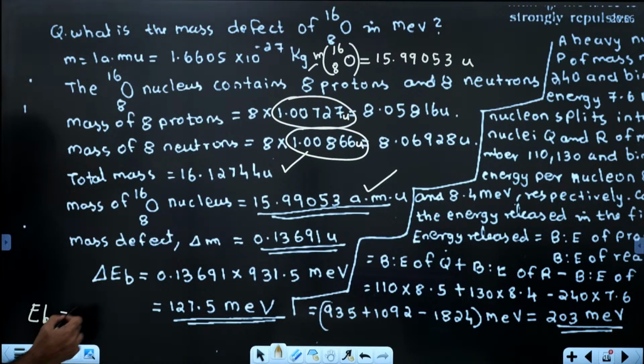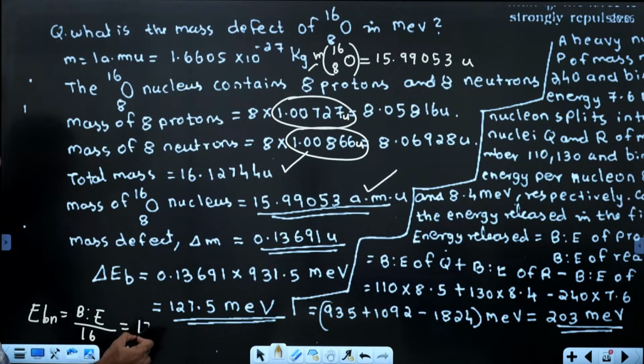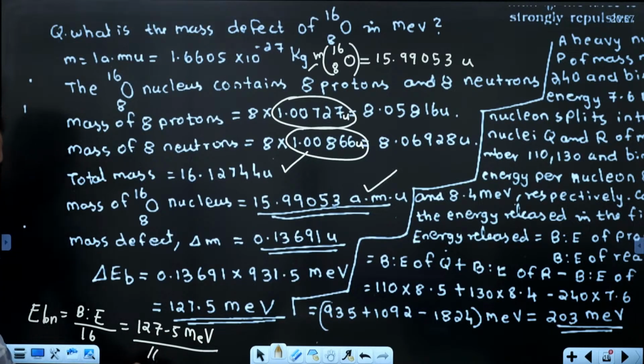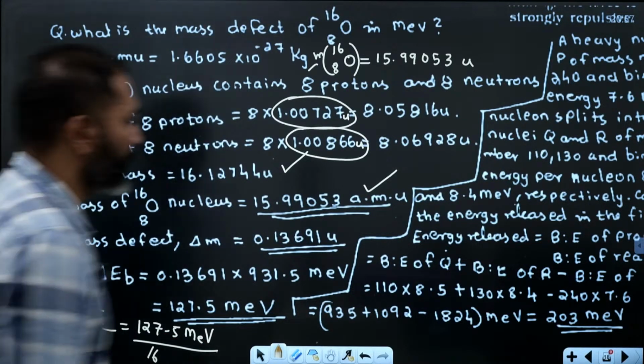EBN is equal to binding energy divided by mass number. What is the mass number here? 16. So 127.5 MeV by 16. Then you will get the binding energy per nucleon.